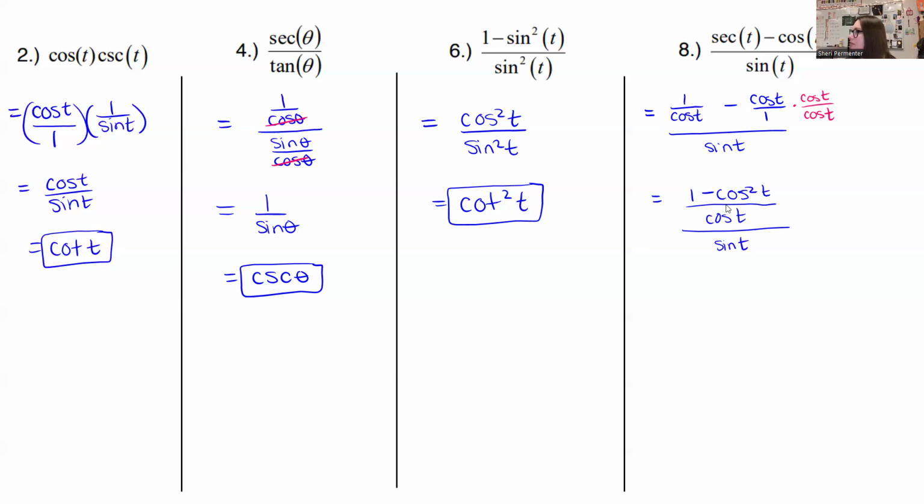Once we did that, does anybody see 1 minus cosine squared on your chart? What is it? Sine squared. So I'm going to rewrite this. So we have sine squared over cosine, and it's not squared, all over sine.